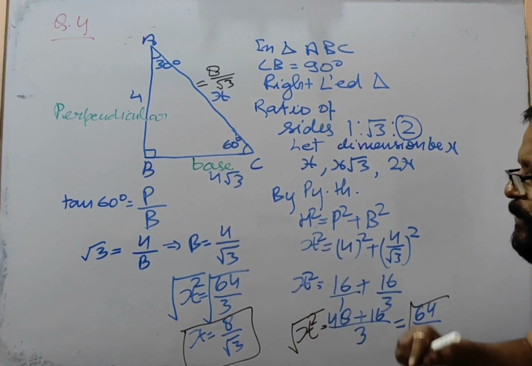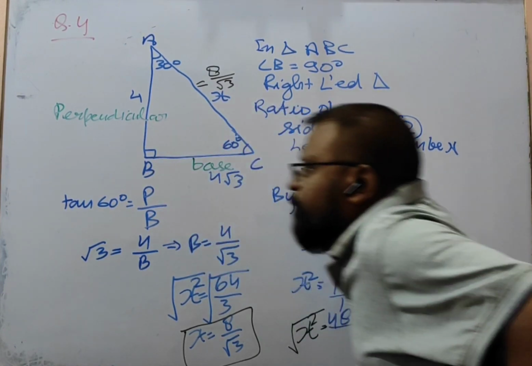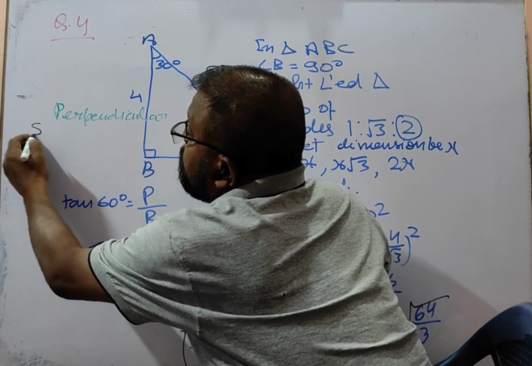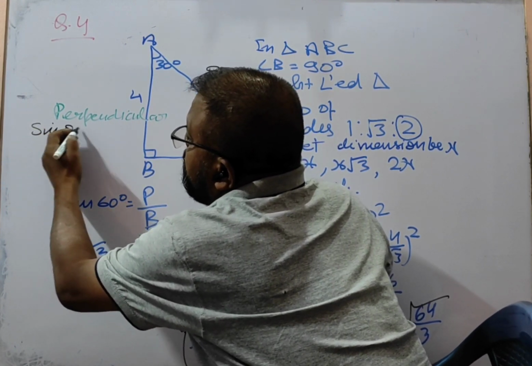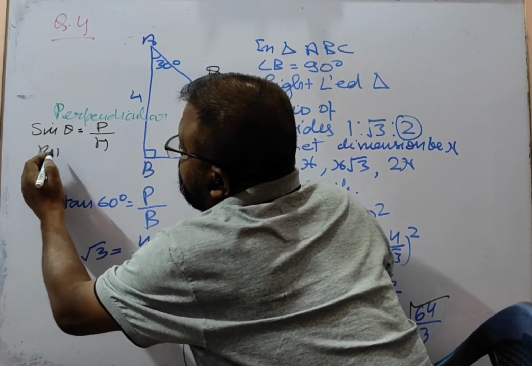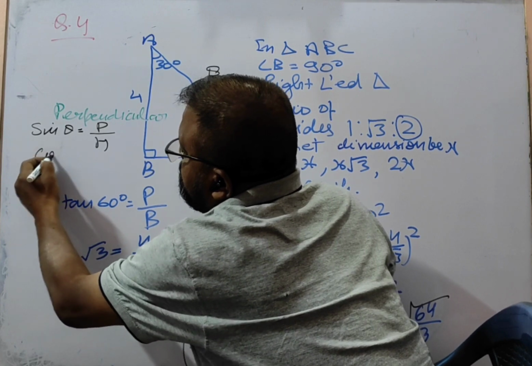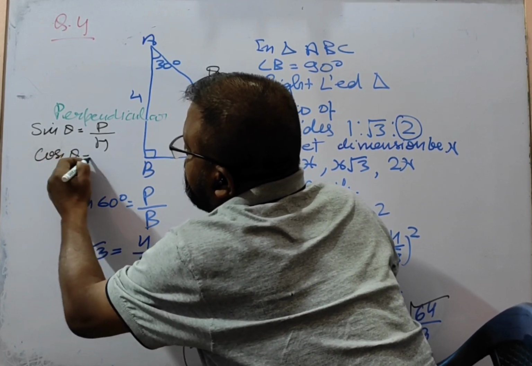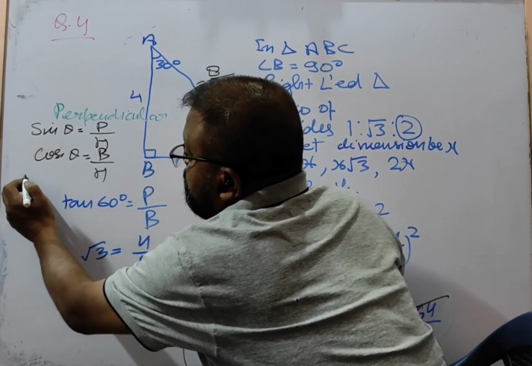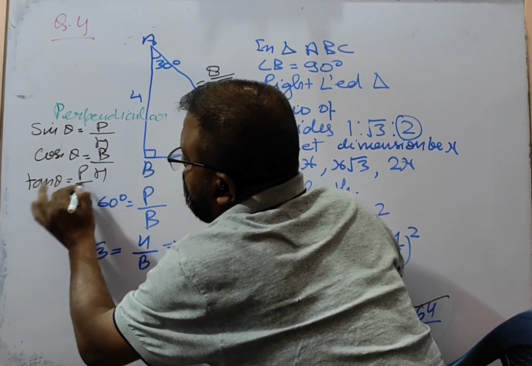In trigonometry, sine theta is equal to perpendicular upon hypotenuse, cos theta is equal to base upon hypotenuse, and tan theta is equal to perpendicular upon base.